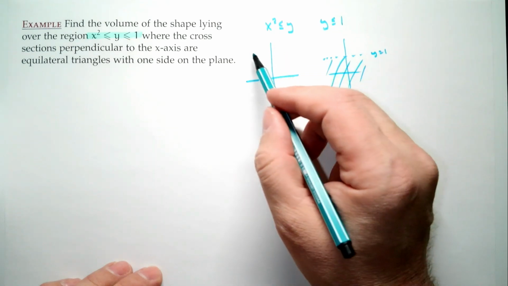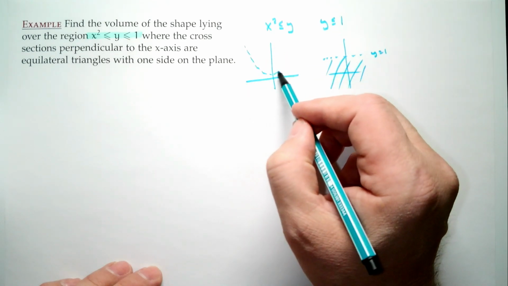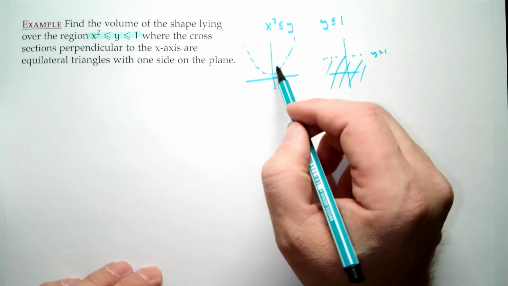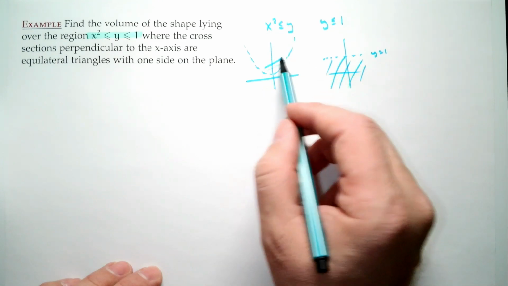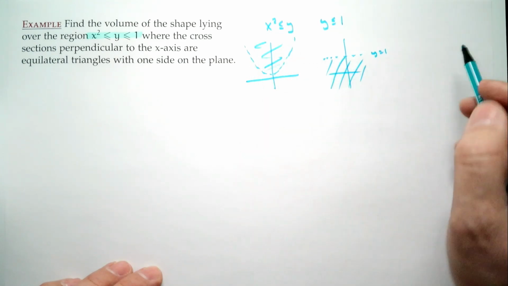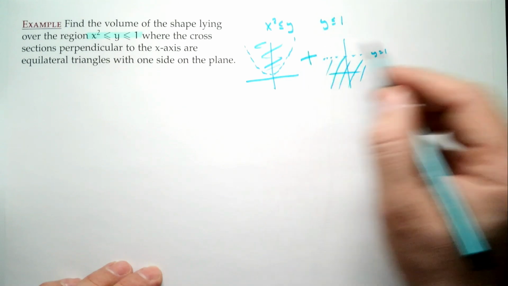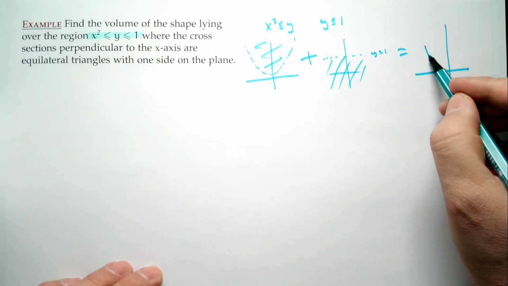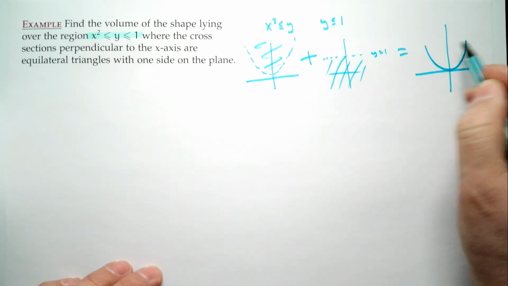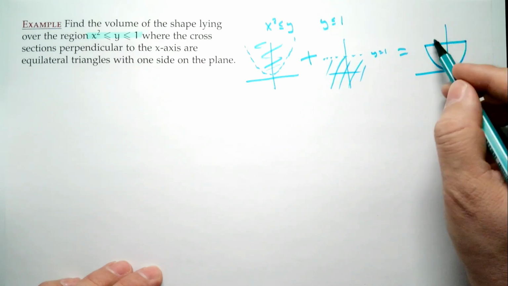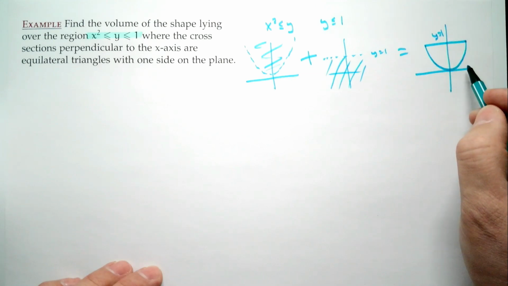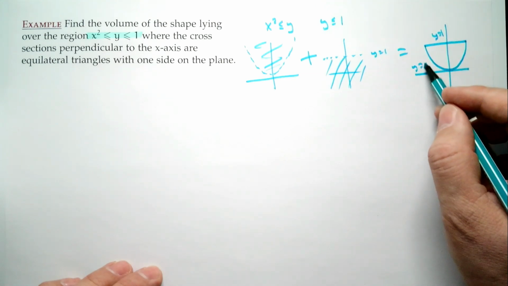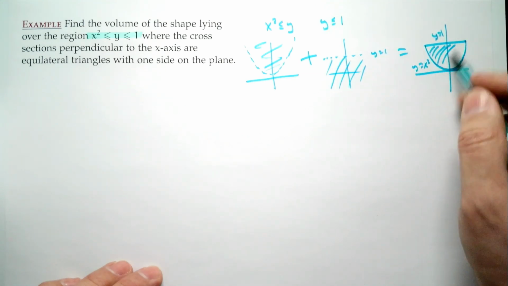This you can think of as y greater than or equal to x squared. So you have this curve x squared, and you're greater than or equal to that, so you're everything above. So when you put these two together, what do we get? Well, it's part of the parabola, but only up to the top. So here's y equals 1, here's y equals x squared. So this is our region.